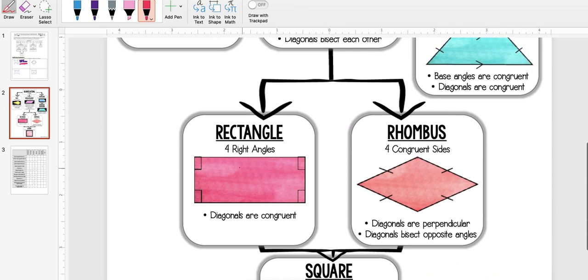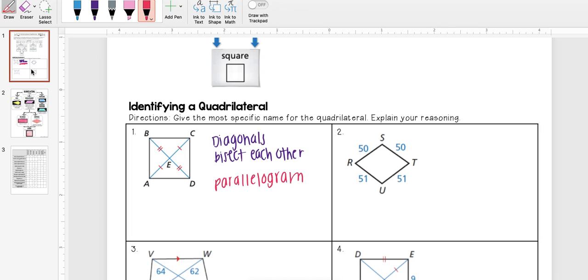So let's see, is it a rectangle? Does it have 4 right angles, or are the diagonals congruent? Well, looking here, my diagonals aren't congruent. They would all need to have the same tick mark here. This BE is different than EC because it has the different tick marks. So it's not a rectangle.